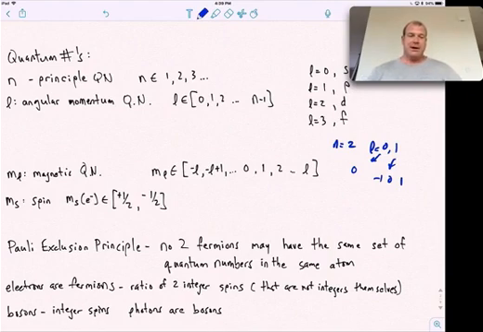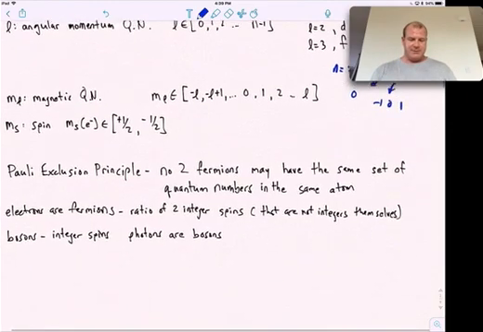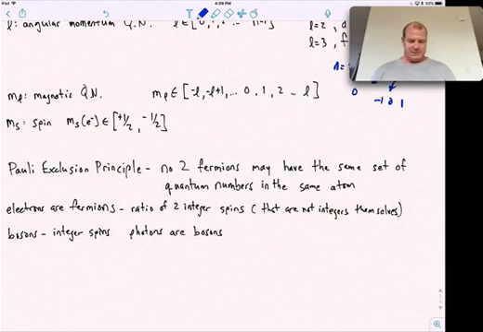So what's important about fermions, electrons are fermions. The Pauli exclusion principle states, no two fermions may have the same set of quantum numbers in the same atom. So different atoms, you can have the same quantum numbers in different atoms, but two electrons in the same atom cannot have the same set of quantum numbers. And this is what gives matter structure. So photons are bosons.